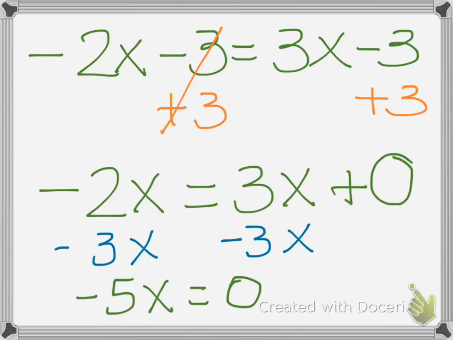On the left-hand side, if I have negative 2x's and I subtract 3x's, then I have negative 5x's. And on the right-hand side, 3x minus 3x is 0, so we can cross that out. And 0 plus 0 is 0. So we have negative 5x equals 0.